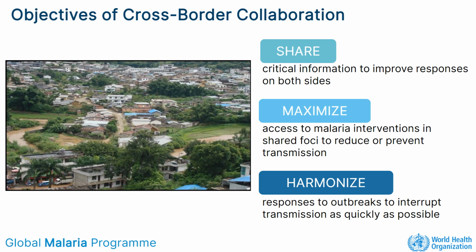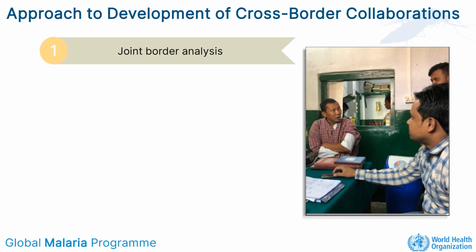Cross-border collaboration must be to the benefit of both countries, not just the country with the lower or no burden of malaria. As we'll cover in the next few slides, cross-border collaboration works best when there are shared interests and goals and minimal barriers to communication and coordination. The first step in developing cross-border collaboration is a joint analysis of the shared border regions. From a malaria perspective, there can be a great variety of conditions in border areas that affect the current or potential transmission of malaria. Unless these are identified and understood, a plan for collaboration may be incomplete.